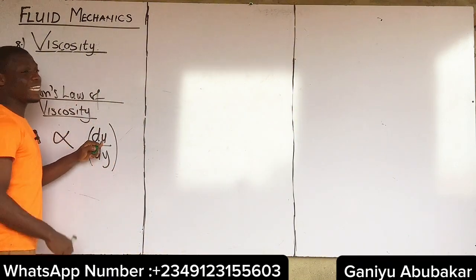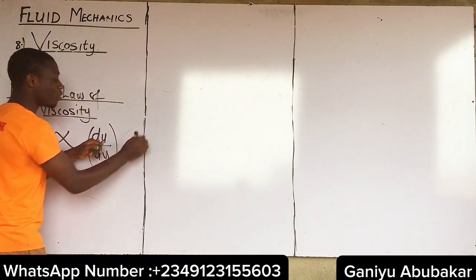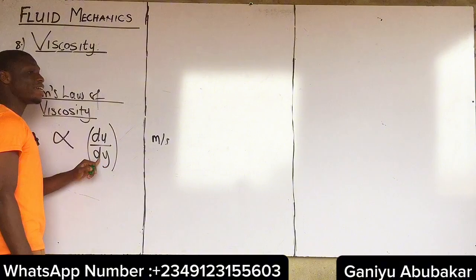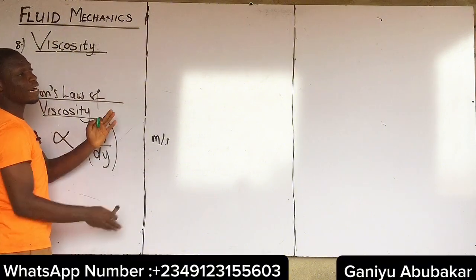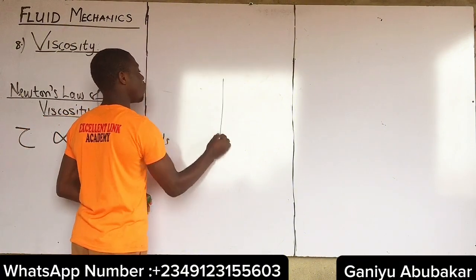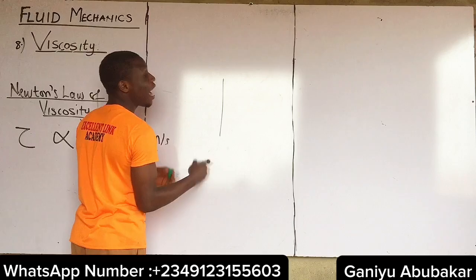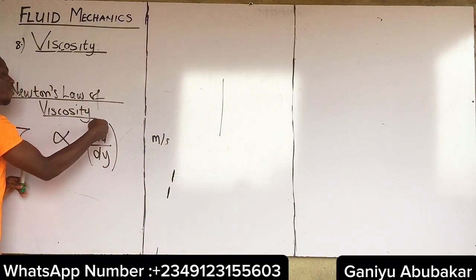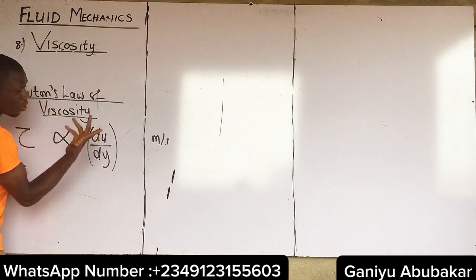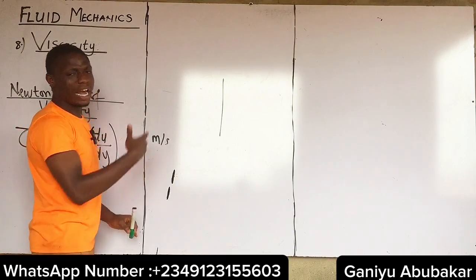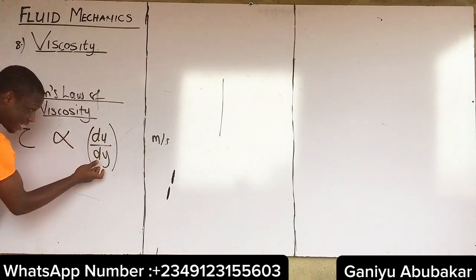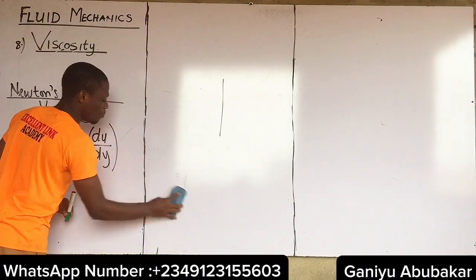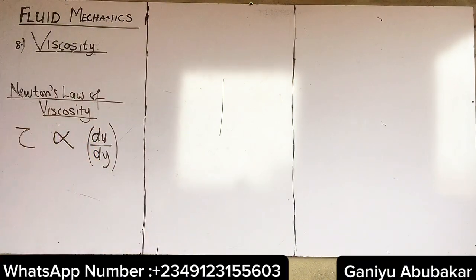The u represents initial velocity in meters per second. True or false? True. This is the y. Y here represents height, the vertical distance. Height is measured in meters. So it's more of saying velocity over length. That's how I got to du over dy, the mathematical expression for velocity gradient.